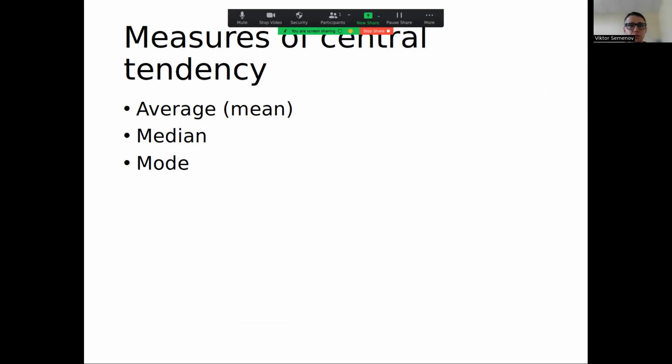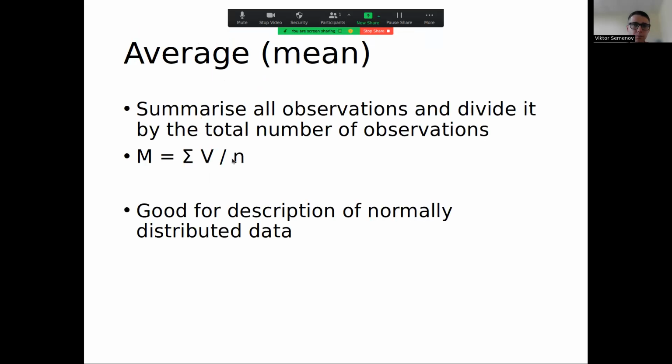Measures of central tendency are the instruments or numbers which allow us to describe what happens overall with the numeric parameters in the studied sample. We've discussed already something about mean or average value. There are also 2 other instruments. They are median and mode. So a few words about each of them.